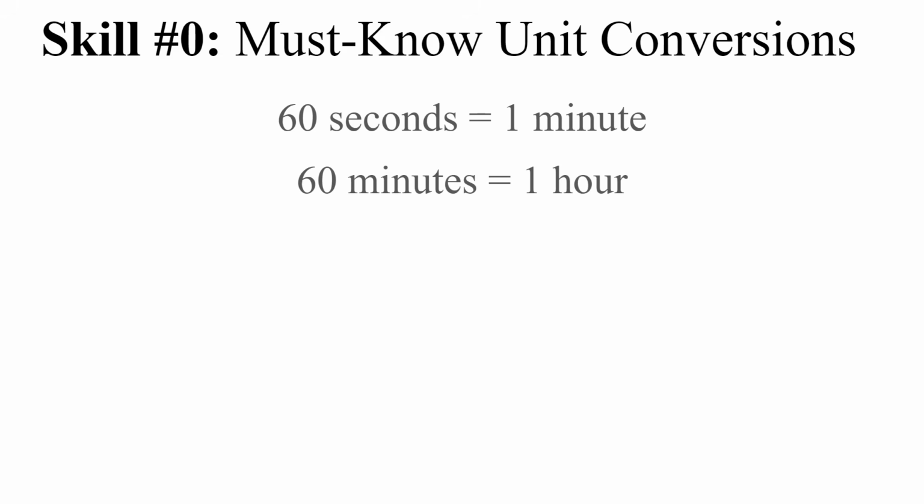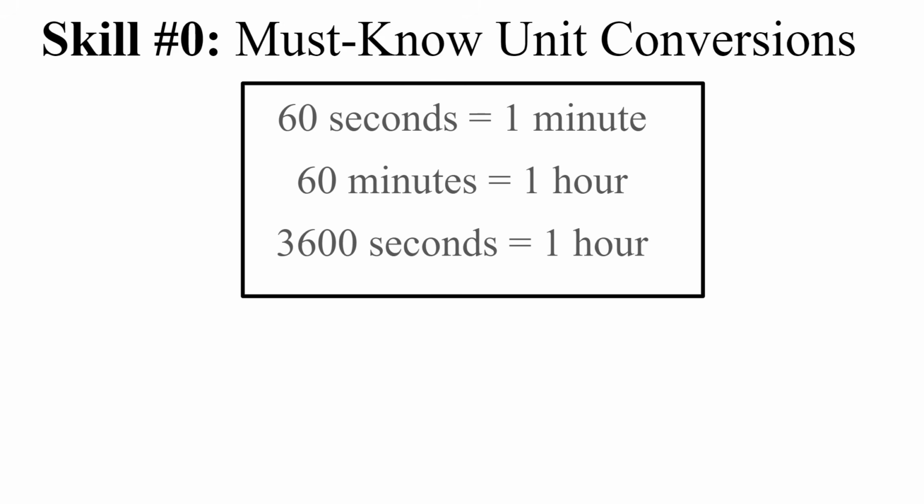Okay, so first thing we need to know are some must-know unit conversions. Some of these are going to seem kind of silly, but I feel the need to go over it just for the sake of clarity. So there's 60 seconds in 1 minute, 60 minutes in 1 hour, and then this last one might not be quite as obvious. 60 times 60 is 3,600. So there are 3,600 seconds in 1 hour. And you are expected to know all three of these going into the digital SAT math test.